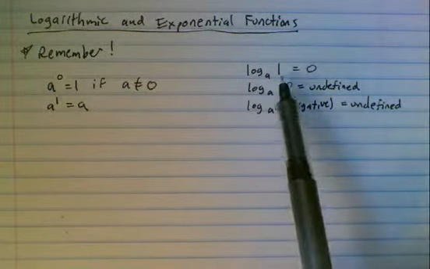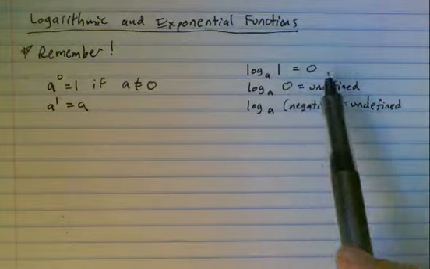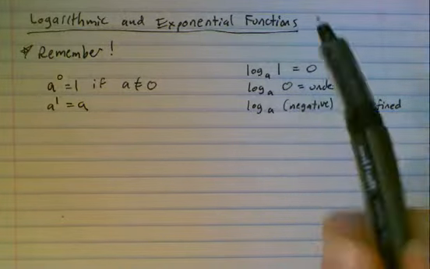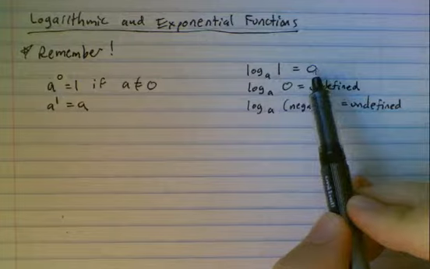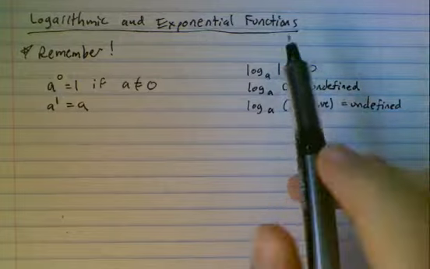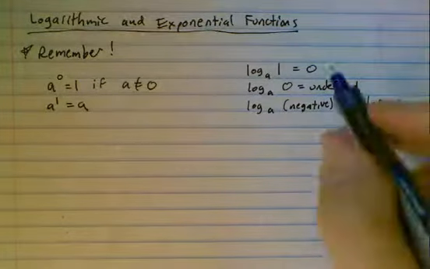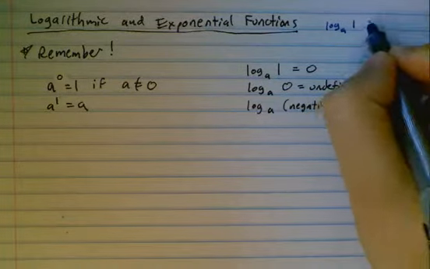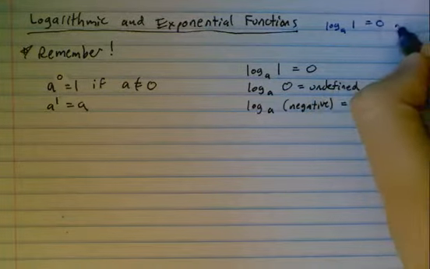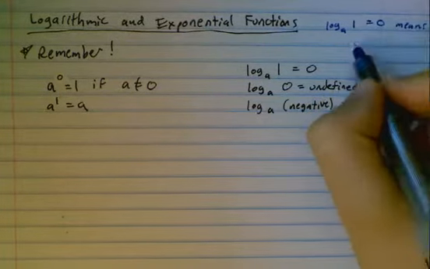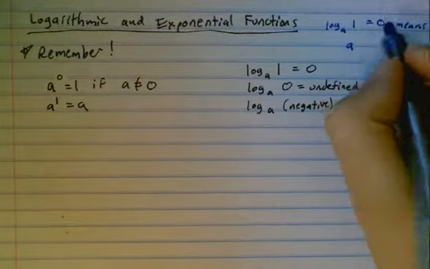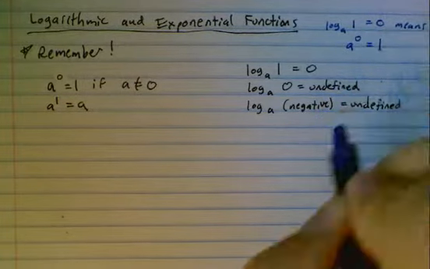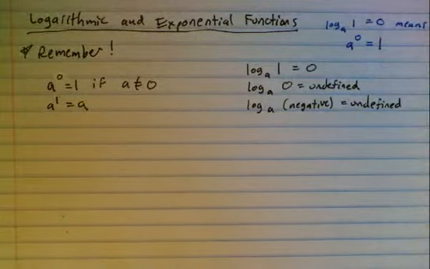Log base a of 1 is 0. Basically, remember what logarithms are saying is that this to this power equals this. Actually, why don't I write that up here for you, just as a reminder. Log base a of 1 equals 0 means a to the 0 power equals 1.